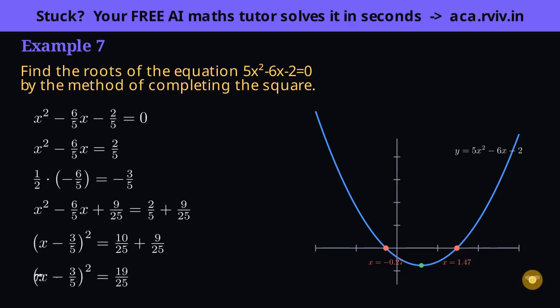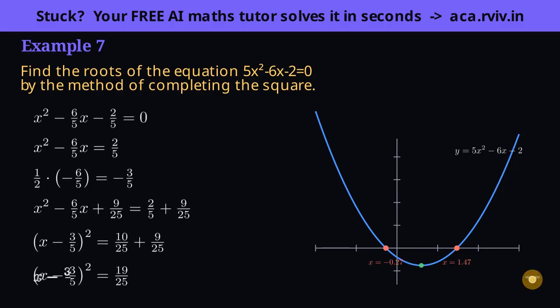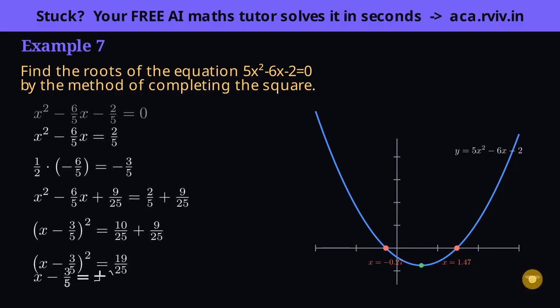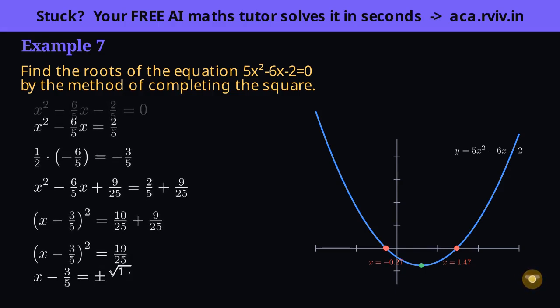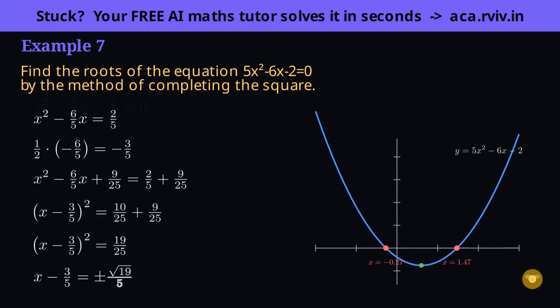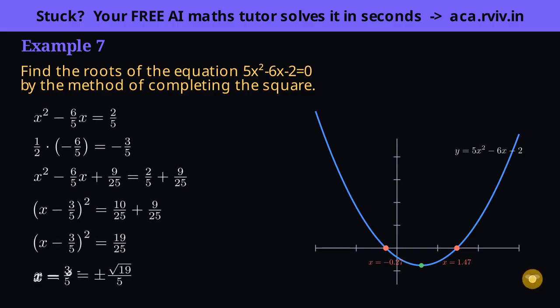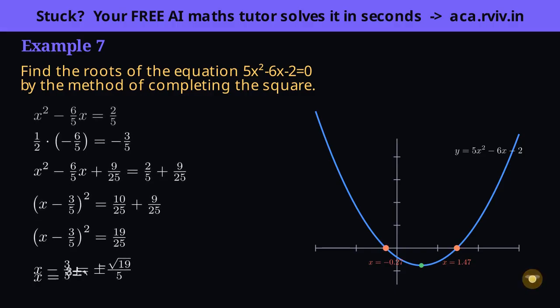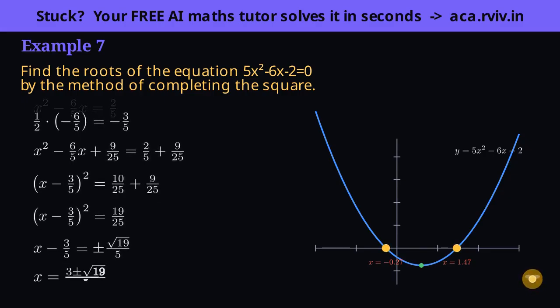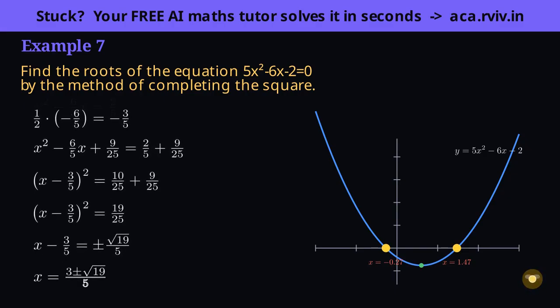Take the square root of both sides to undo the square, and here's the crucial detail. A square root splits into plus and minus, which is precisely where the two roots are born. Forget the plus or minus and you lose half your answer. Finally, add 3/5 to both sides to isolate x, and combine over the single denominator 5, giving x equals 3 plus or minus root 19 over 5.